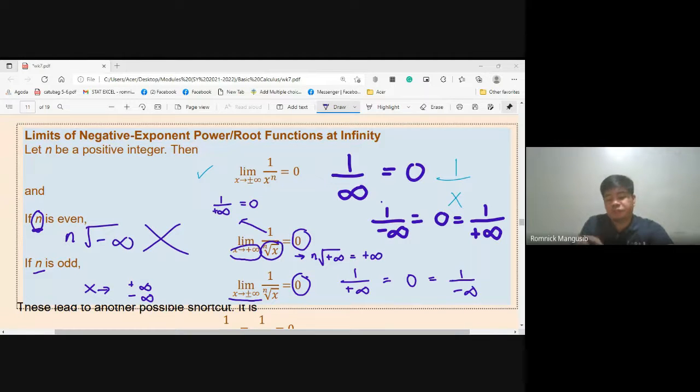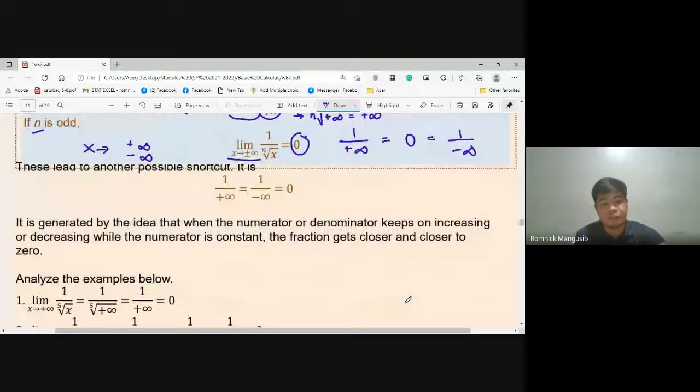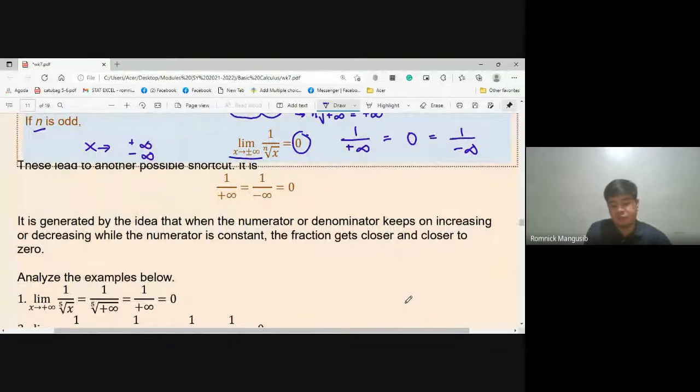O ngayon, kapag may rules, ibig sabihin, pwede na silang magsama-sama. So kapag lumaki ang sinasabi ng given function, you always go back dun sa rule. Kaya tingnan natin yung examples. O ito, this leads to another possible shortcut, sabi niya. So ito siya.